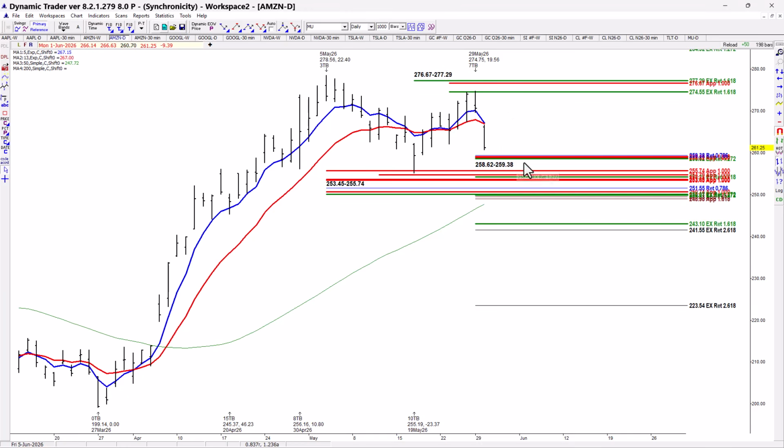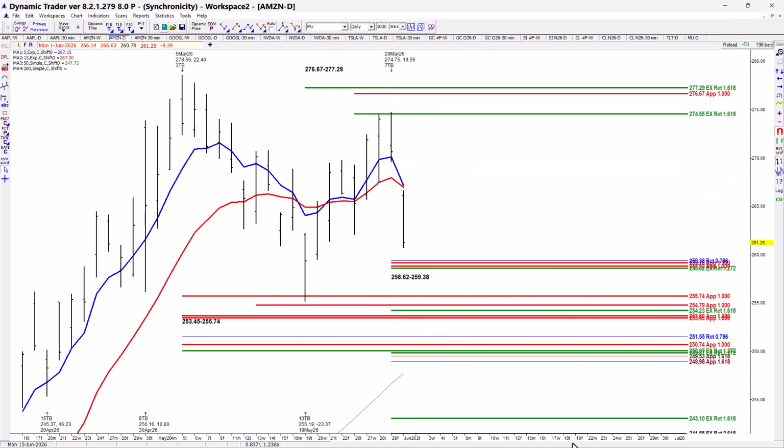But I do have a new decision. Now, when we get to that decision, or if we get to it, it probably will not be a royal setup, but I do have 4 levels. I have 2 symmetry projections and a 786 and a 1272. So 258.62 to 259.38 is a setup zone.